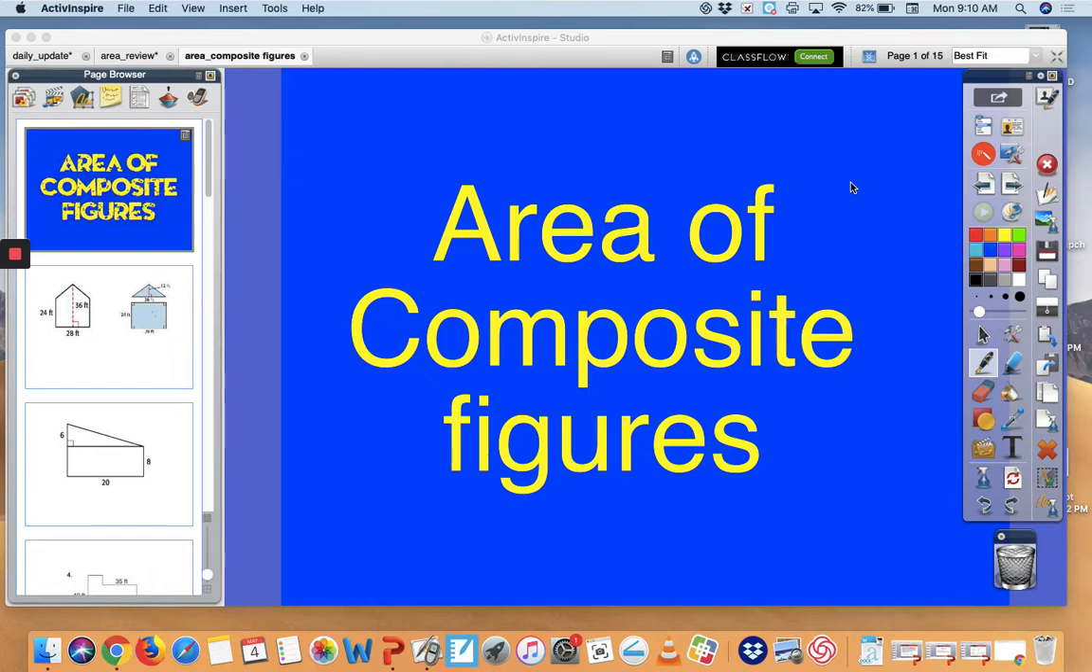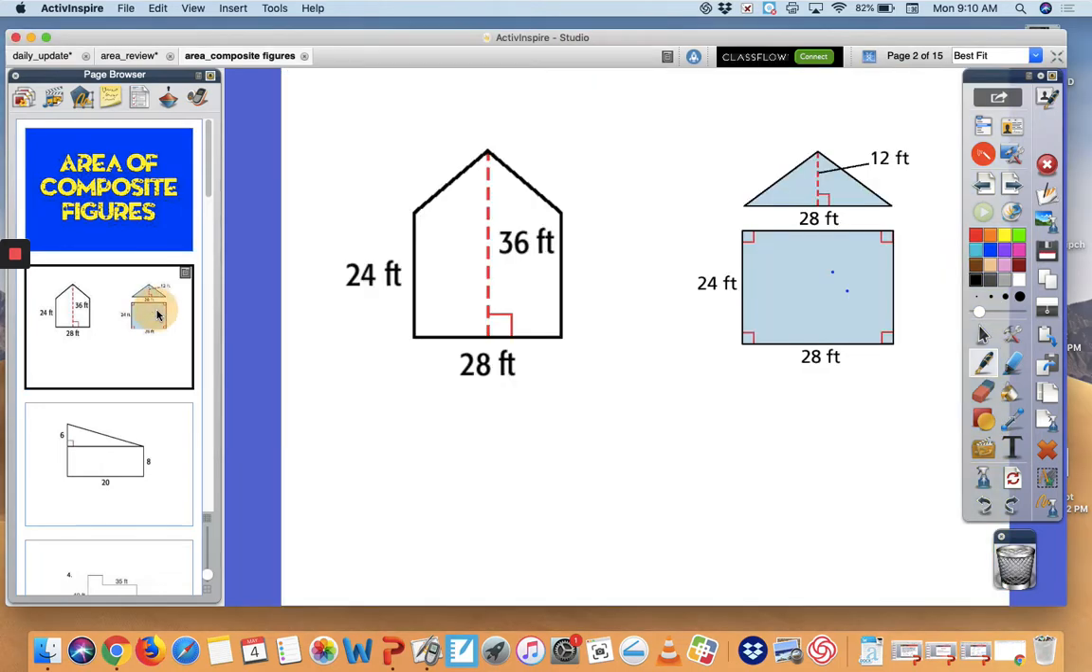Today and tomorrow, we're going to spend time on the area of composite figures. Now, these are examples of composite figures. Composite figures, you can see, are two shapes joined together. So this right here, this composite figure, is a triangle and a rectangle together.